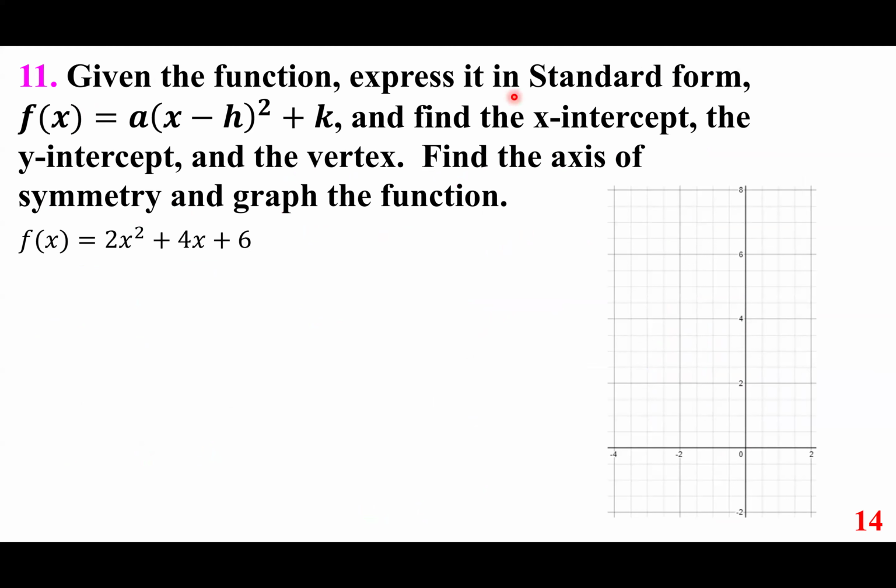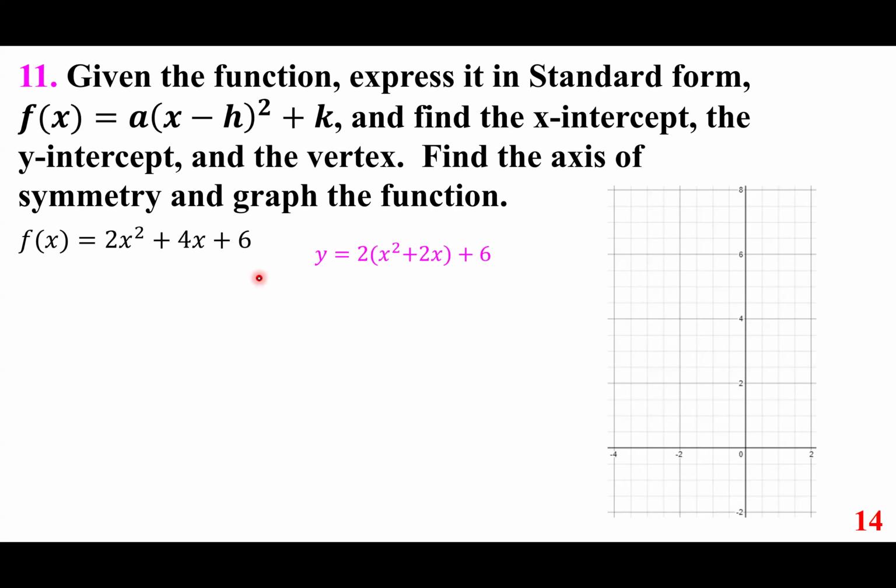Given the function expressed in standard form, this is the standard form that was used in college algebra, intermediate algebra, f of x is a times x minus h quantity squared plus k, find the x-intercept, the y-intercept, the vertex, find the axis of symmetry, all the good stuff. So f of x is that. We have two ways of doing that. One is to complete the square, and one is to use x equals minus b over 2a. I'll explain both of them in a moment.